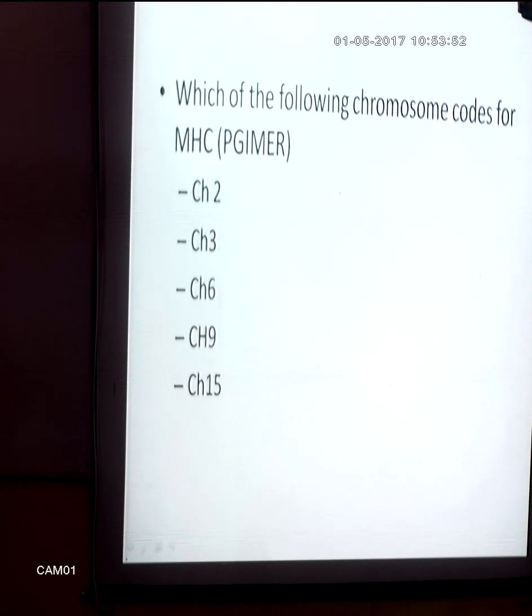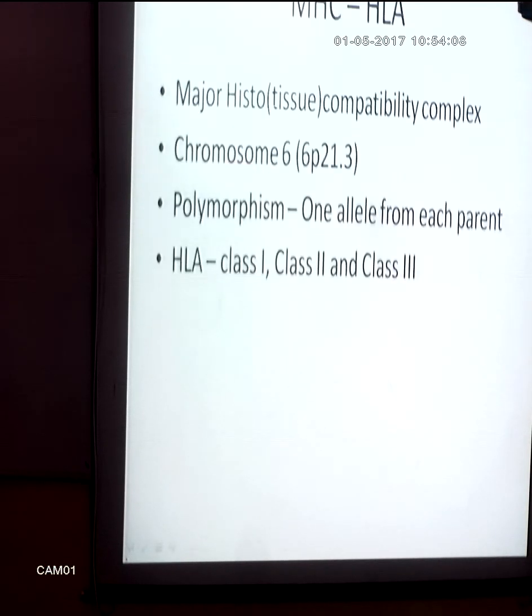Okay. This is a famous question. Which gene codes MHC? Chromosome 6. Easy. Which chromosome? Chromosome 6. And look for this PGMER question. You know, each time they add a few things. MHC or HLA is coded by chromosome 6p21.3.